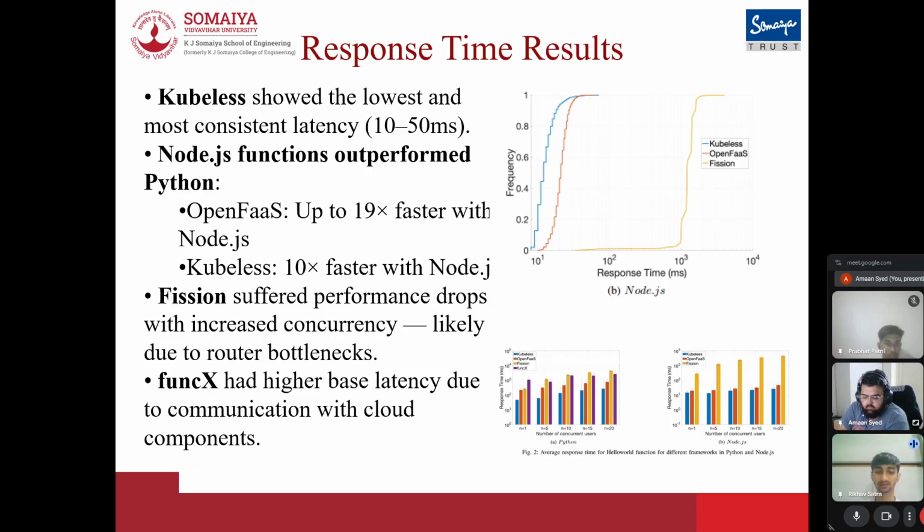Additionally, as concurrency increased, Fission experienced higher and more inconsistent latencies, likely due to its router component becoming a bottleneck. In contrast, while FunkX had a higher base latency, primarily because each request first communicates with a central cloud service, its response times scaled more gracefully under increased load. Overall, for simple workloads, Kubeless and OpenFaaS delivered the most stable and efficient response times, according to the paper.